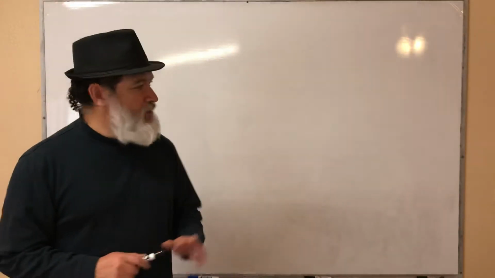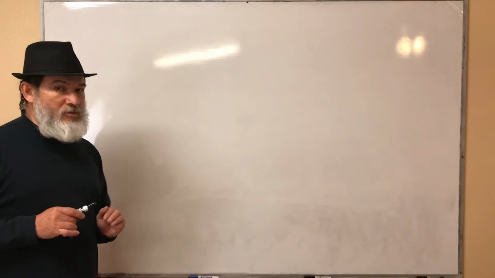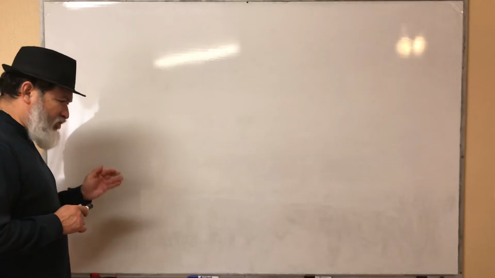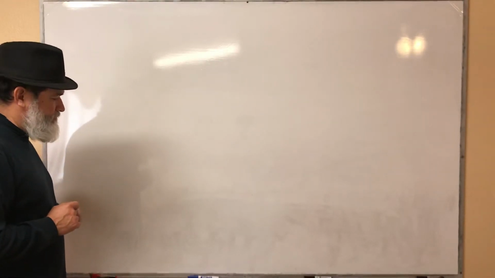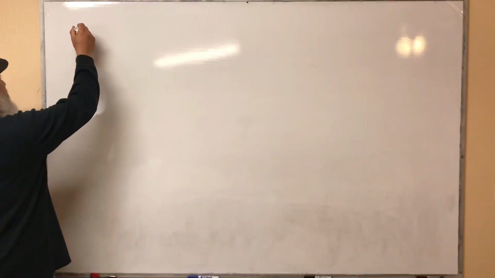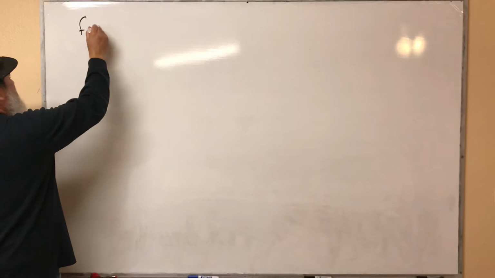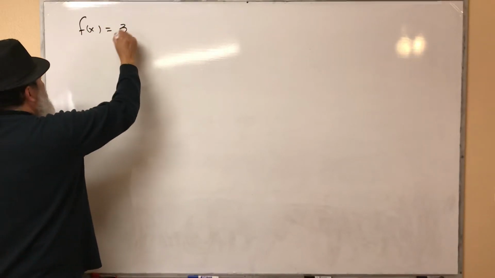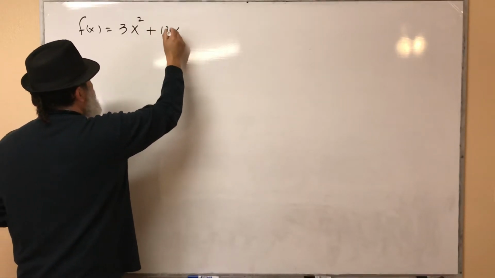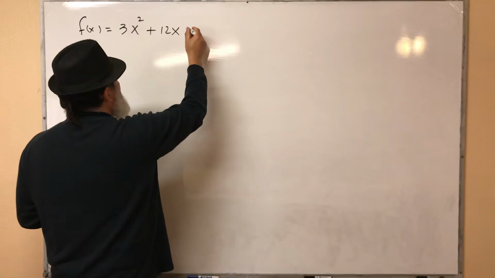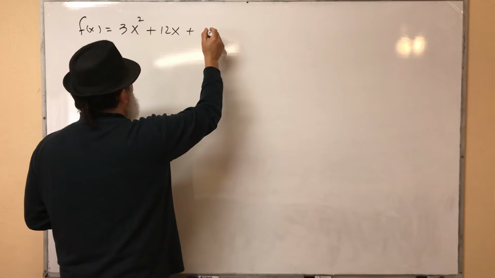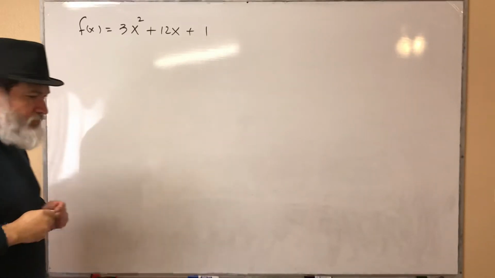Section 4.5. We're going to try to find more zeros. The first thing to do is this. So we have f of x equals 3x squared plus 12x plus, I'm going to say, 1.